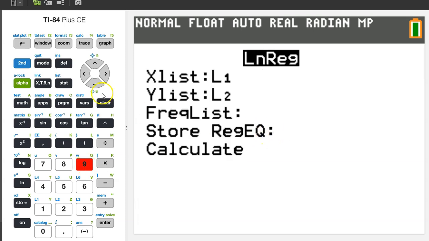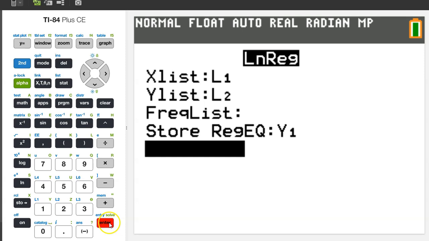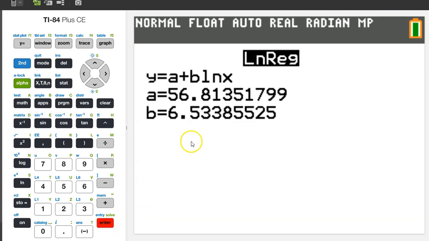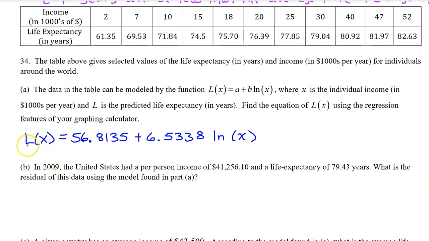Always go down to this line and tell the calculator to store your regression model in Y1 by hitting Alpha, Trace, Enter. Now hit Enter 2 more times to calculate the model. And there it is. Just fill in the value for A and B here and here. There's your answer to Part A.